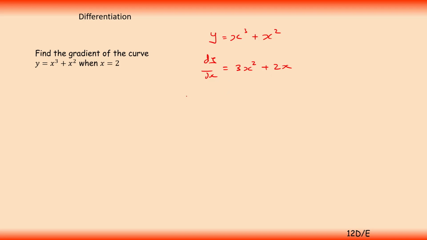So that's our gradient. Then when x equals 2, dy over dx is equal to, we sub in 2 wherever we have x, 3 times 2 squared plus 2 times 2, which is equal to 3 times 4, 12, plus 4 equals 16, at x equals 2. Hit pause, copy that example down. When you're ready, hit play again, and we'll move on.